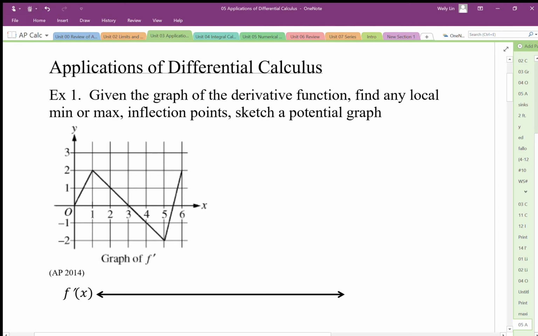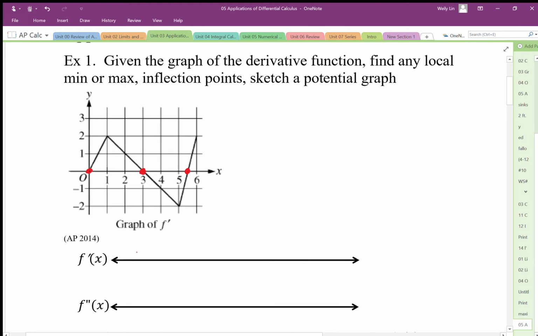So the f prime properties are when it's equal to 0, that's a potential min or max. So these are where I'm going to look for potential mins and maxes. At 0, I have slope of 0. At 3, I have slope of 0. And at 5.5, I'm going to have a slope of 0.